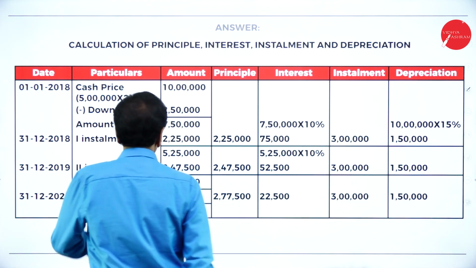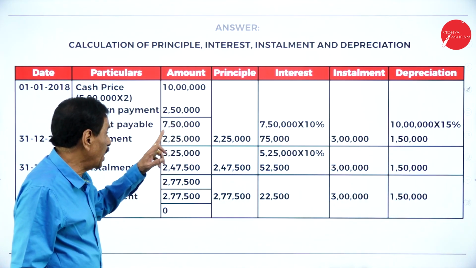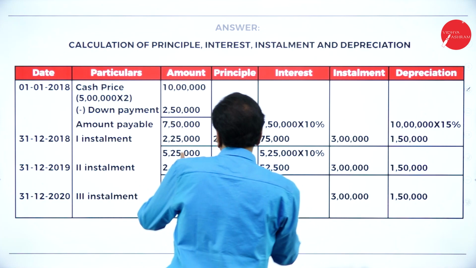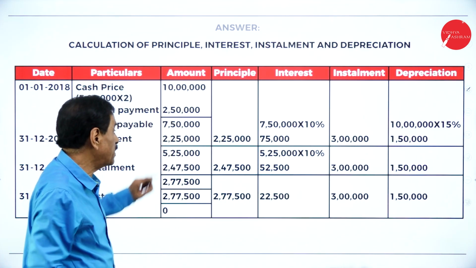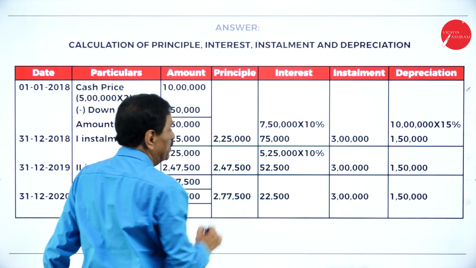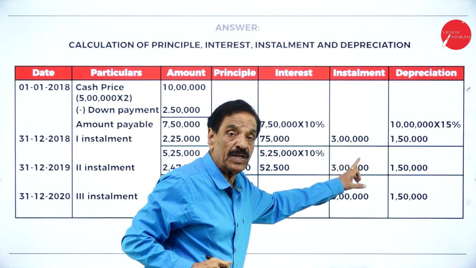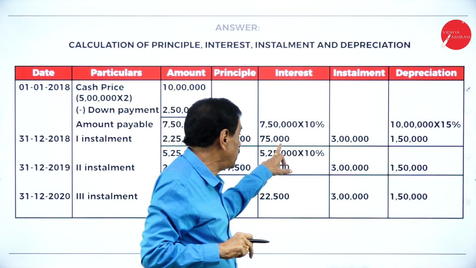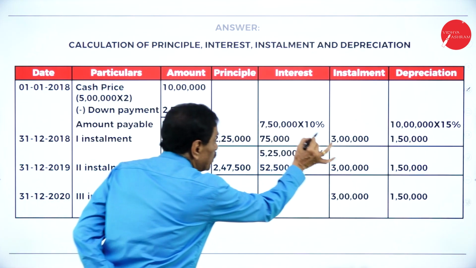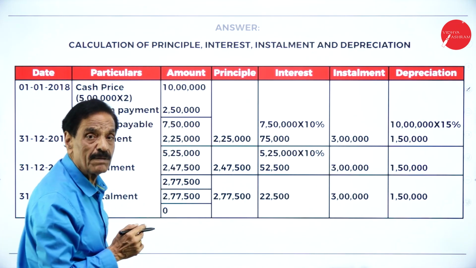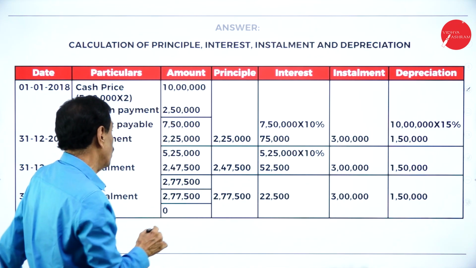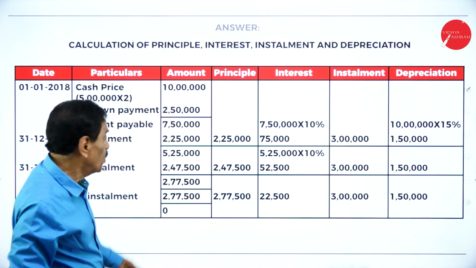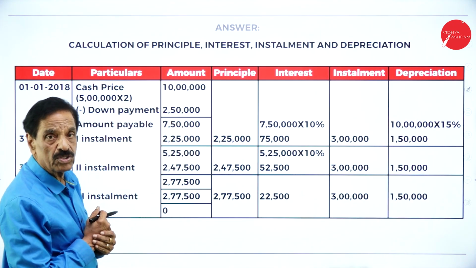So here see, your 10 lakh, down payment is 2,50,000, and 7,50,000 is there. Every year you are paying interest of 10% on the outstanding balance. What's your outstanding balance? 7,50,000. 10% of this is 75,000. You are paying 3 lakh, and the 3 lakh includes the interest. Out of 3 lakh, deduct 75,000. Actually, your principal repayment is 2,25,000. Deduct that from 7,50,000, and the balance available for the next year is 5,25,000.